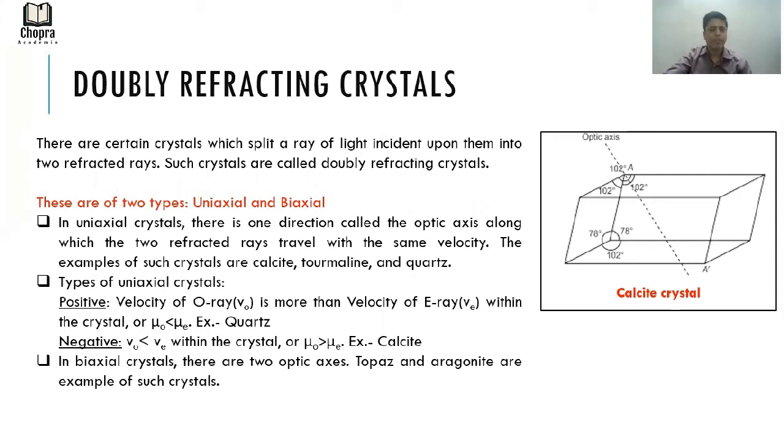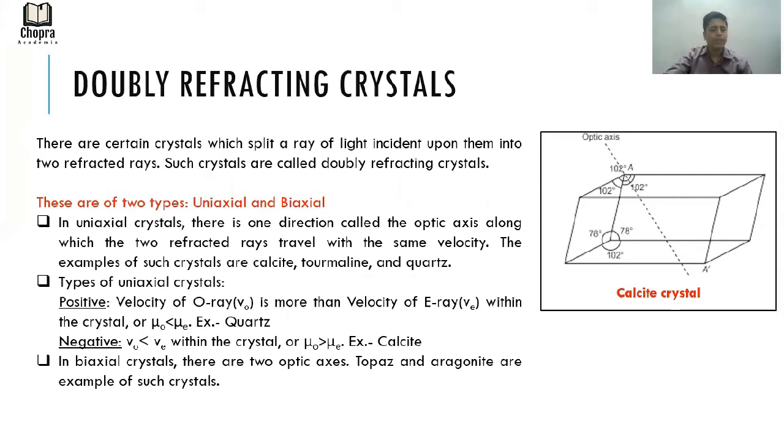As we just now said that doubly refracting crystals divide the light into two refracted components. The one component is called ordinary ray, another component is called extraordinary ray. So velocity of O ray is more than the velocity of E ray within positive crystals. So also we can say mu naught, the refractive index for the O ray, is less than refractive index for the E ray. Example of such a positive uniaxial crystal is quartz crystal.